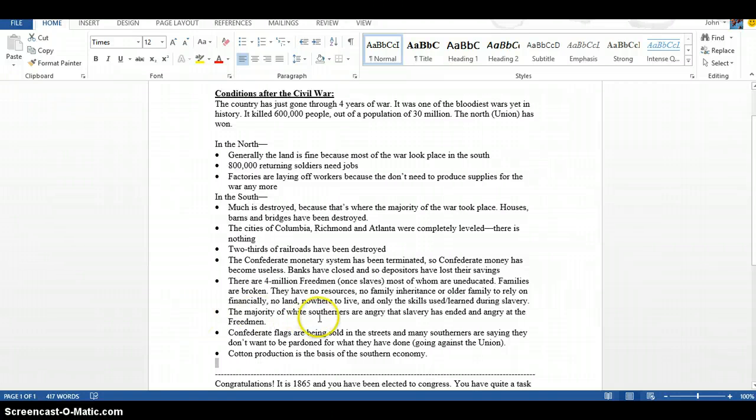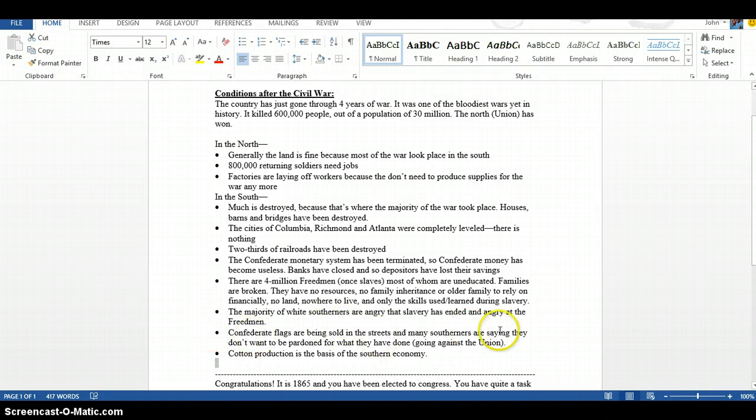The majority of white Southerners are angry that slavery has ended and angry at the freedmen. So they're mad that they've lost. They're mad that slavery is no longer in place. And they're mad that these slaves are now freed and walking around with citizenship. So we've got to figure out what we're going to do with that.